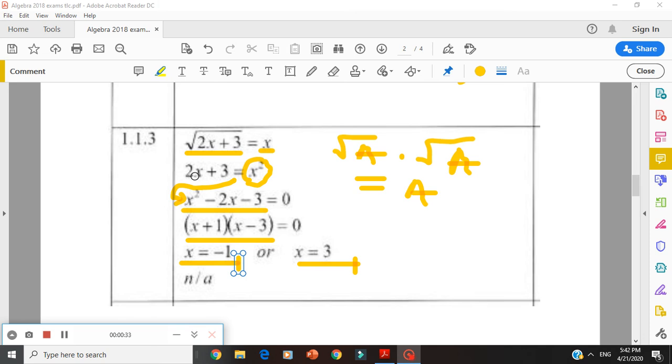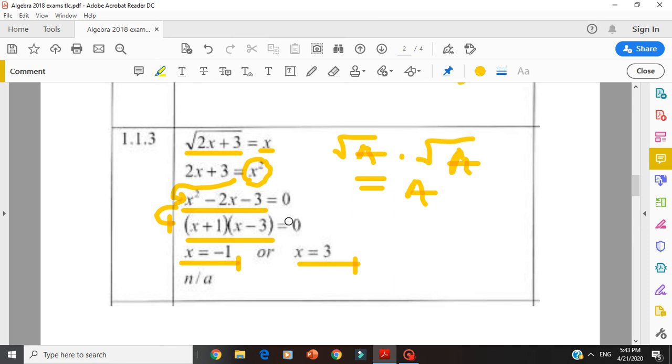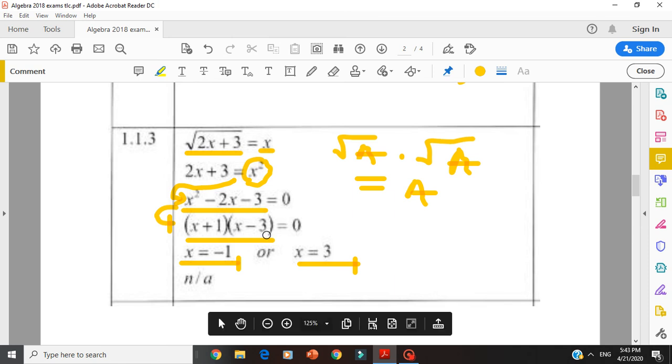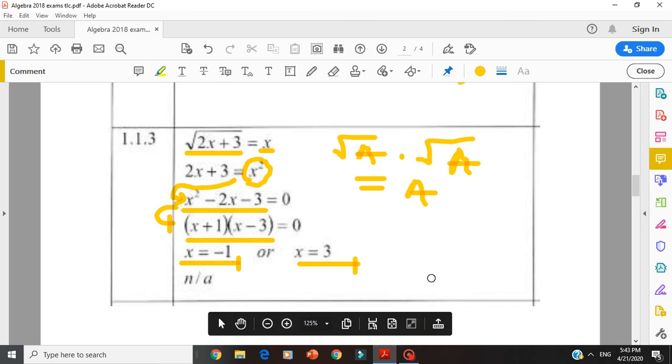Okay, so here you got 2x plus 3 as a result of multiplying the square root of 2x plus 3 by itself and the square root falling away. x times x is x squared. And what we do is we gather all the terms onto one side and equate it to 0. After you do that, we can then factorize our equation and equate both brackets to 0 and solve for x. In this case, when x plus 1 equals 0, x has to be minus 1 to give us 0. When x minus 3 is equal to 0, x has to be 3 to make this become 0.